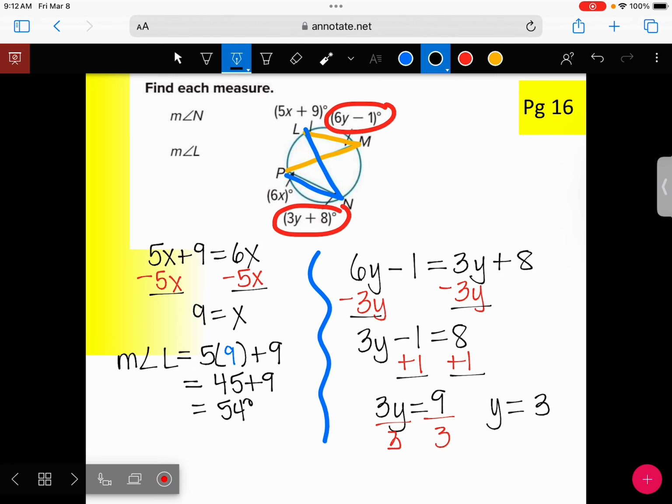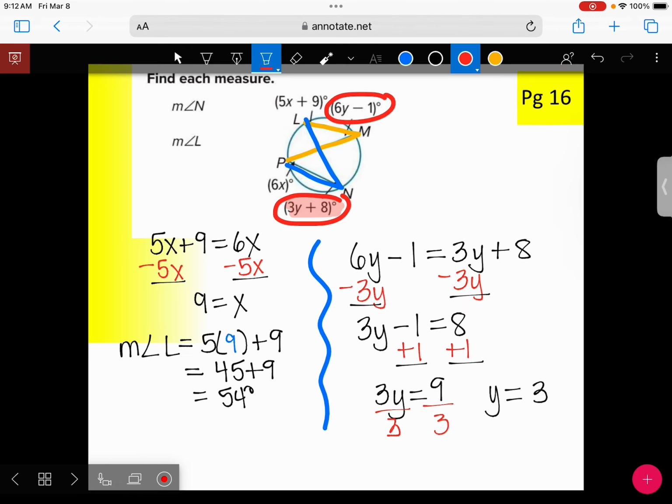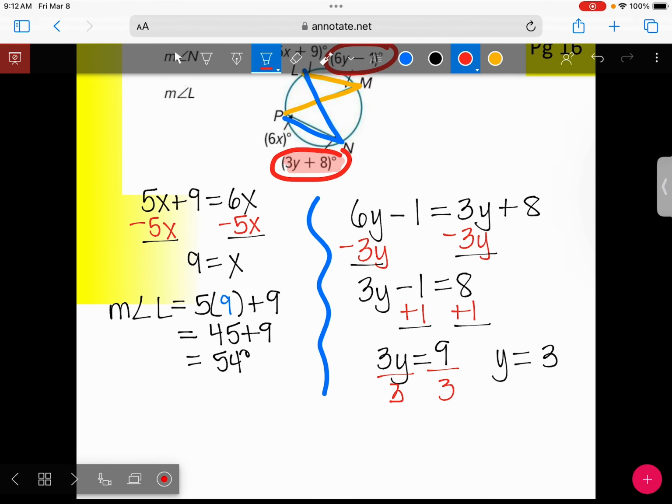All right, who had y equals 3? So now to find the measurement of angle N, though, let's substitute that back in here. We're going to substitute it into this expression, that 3y plus 8. So the measure of angle N equals 3 times y plus 8, or 3 times 3 plus 8. Now go ahead and type that in your calculator.